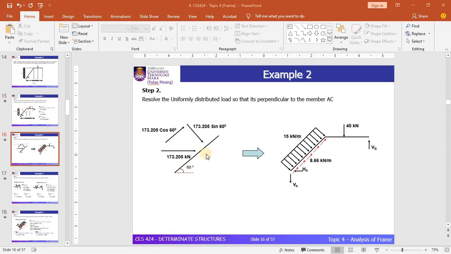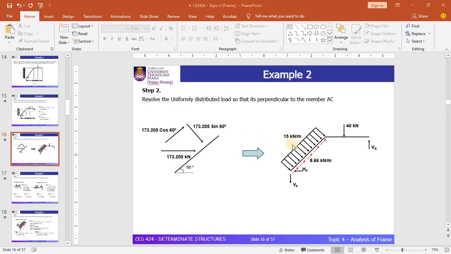Okay, so what you have converted here is a point load, so you need to convert this point load to become a UDL. By dividing this point load that you have converted into the local axis of this member by 10 meter, actually the length of this member is 10 meter. By using the trigonometry based on this 60 degree angle, you will find that the length of this member is 10 meter.